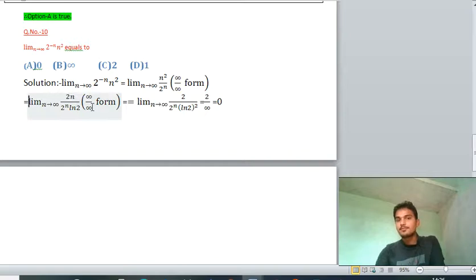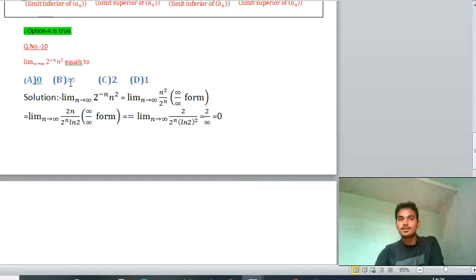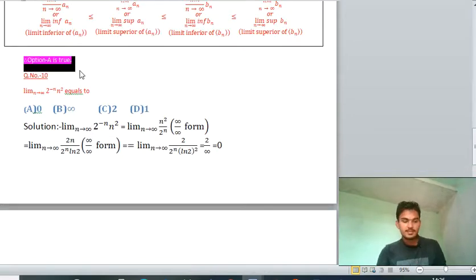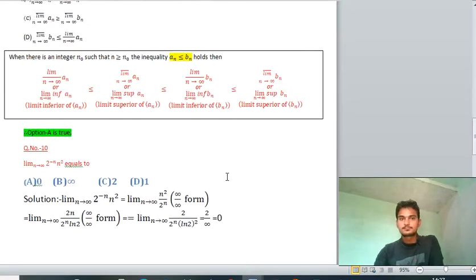After finding the derivative of 2n, it is 2, and the denominator is 2 to the power n times ln 2 whole square. So this is 2, and this is 2 to the power n. When we substitute infinity in place of n, it will be 2 to the power infinity in the denominator. This is 0. So 0 is the answer. So here option A is true.